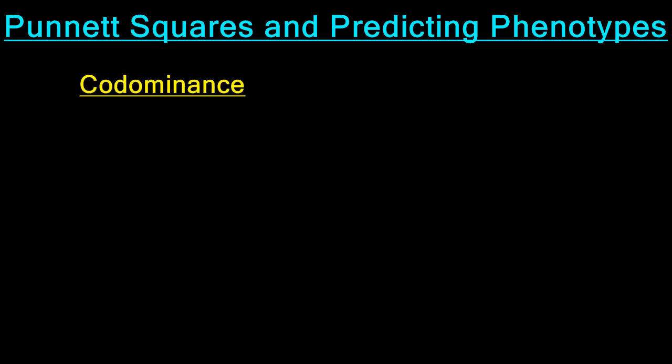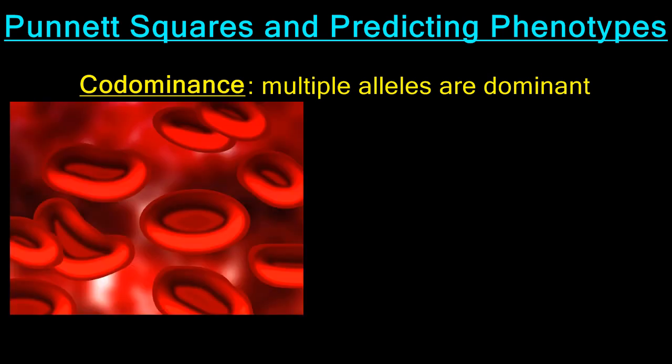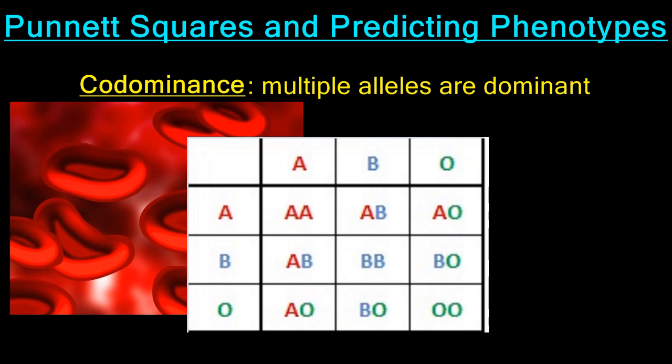Codominance is a phenomenon where more than 2 alleles exist for a trait, and multiple alleles are dominant. An example is found in human blood types. There are 3 possible alleles for blood types in humans: A, B, and O. Both A and B alleles are dominant, while the O allele is recessive. Someone with type A blood could have the genotype AA or AO. Similarly, someone with type B blood could have the genotype BB or BO.